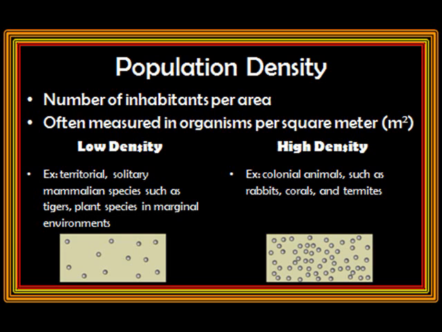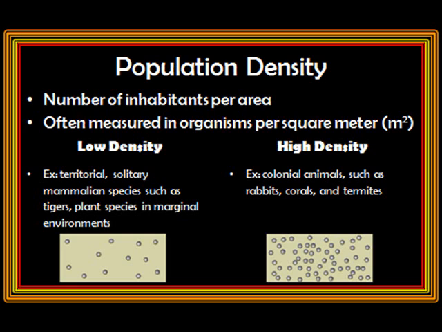Some organisms that have low population densities are those that are very territorial, such as tigers. They will defend a territory against other tigers living there, so they tend to be pretty spaced out. There are also plant species that live in marginal environments. They are kept from growing too close to each other because there just aren't enough resources to share.